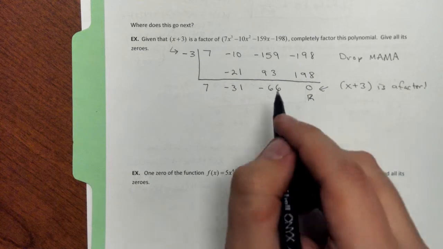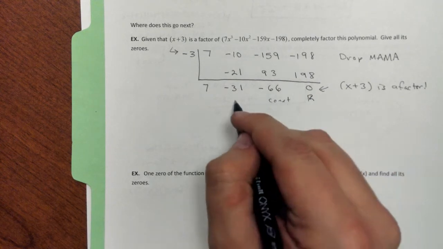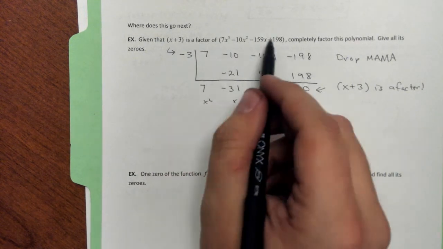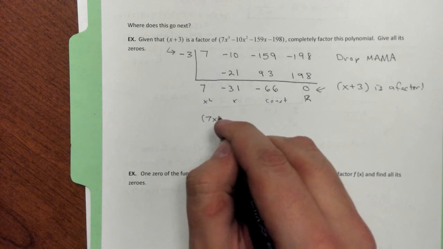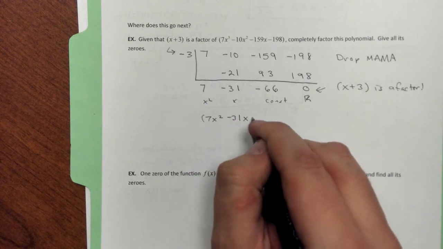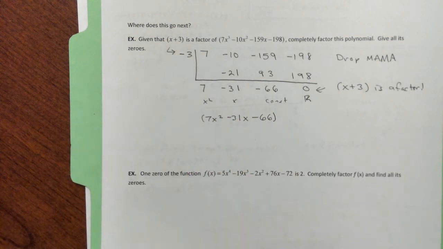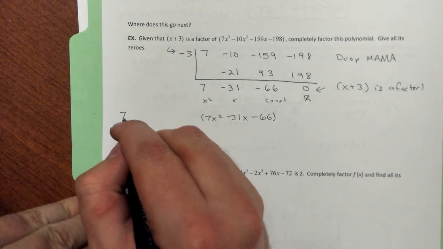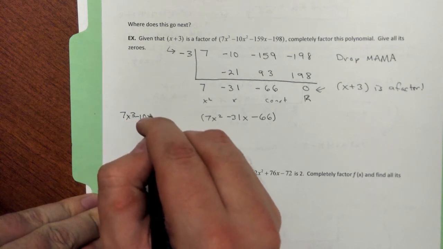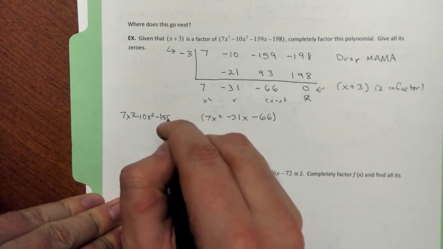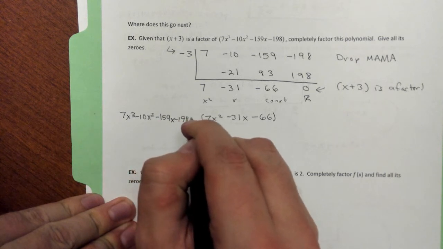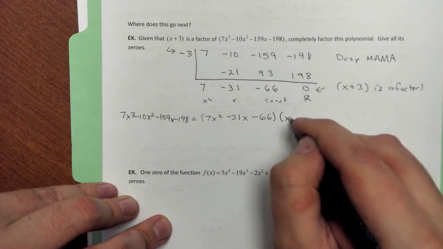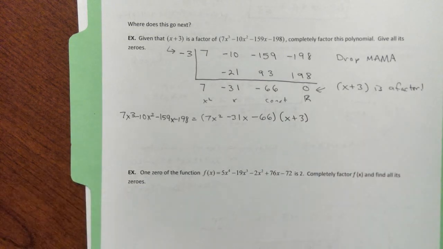What is the rest of this? Well, I have a constant, an x term, and an x squared term. So x plus 3, the quotient of these two gives me 7x squared minus 31x minus 66. So in other words, what I have shown so far is that 7x cubed minus 10x squared minus 159x minus 198 is equal to 7x squared minus 31x minus 66 times x plus 3. So I have partially factored it.